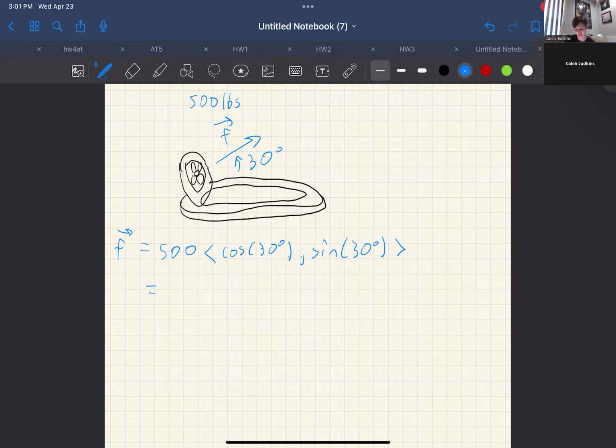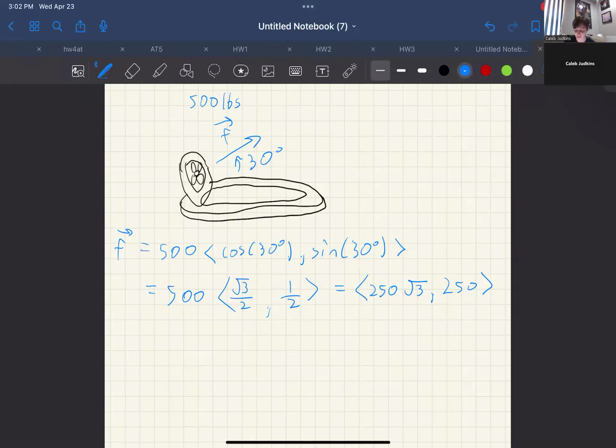So when I do cosine of 30 degrees, that gives me root 3 over 2. Sine of 30 gives me 1/2. So this vector is 500 times root 3 over 2, comma 1/2. And 500 divided by 2 gives me 250. So this is 250 times root 3, comma 250. This represents the force in both directions.